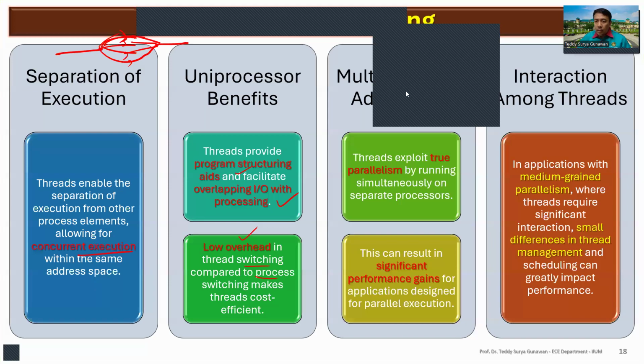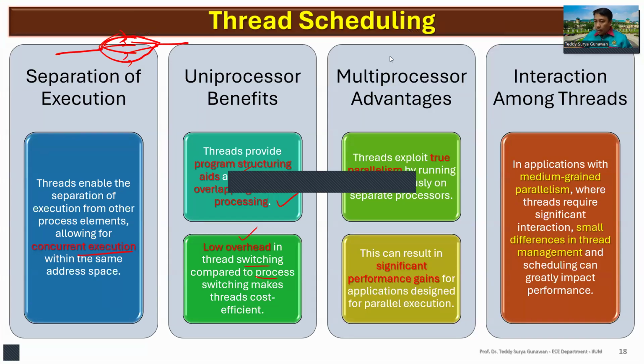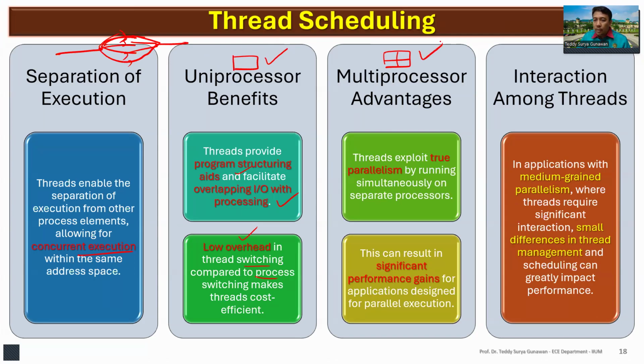Okay, so this is the uniprocessor benefit. And then let's see the benefit for the multiprocessor advantage. So this is if you have only one processor, and this is if you have multiple cores, for example, 4 cores and so on. So this is really there now. The usual one is the multi-cores.